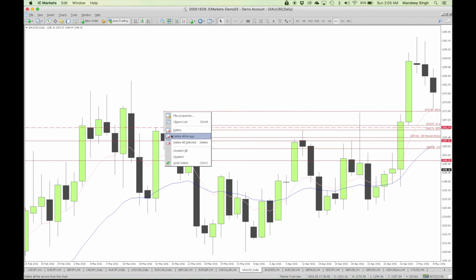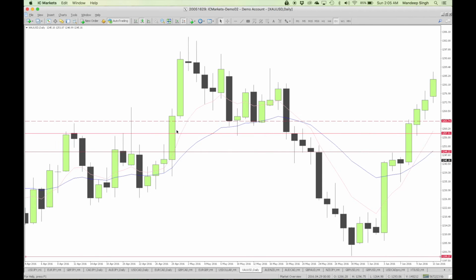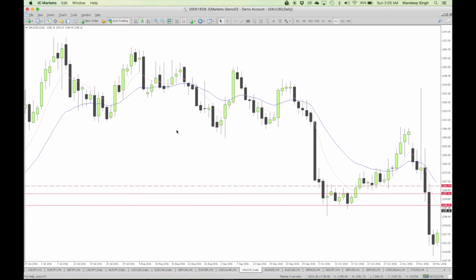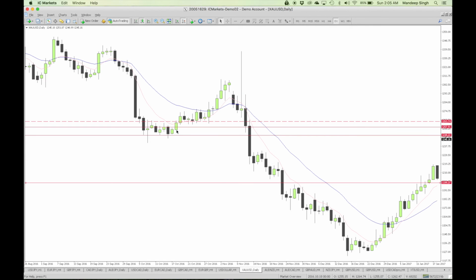I'm going to delete this too. And let's move on to a few other examples here. And this is a good signal that happened here. And let's see how much this retraces, because this is a pin bar that everybody must have taken, okay? But let's see how other people must have taken it. So let's draw the Fibonacci here.